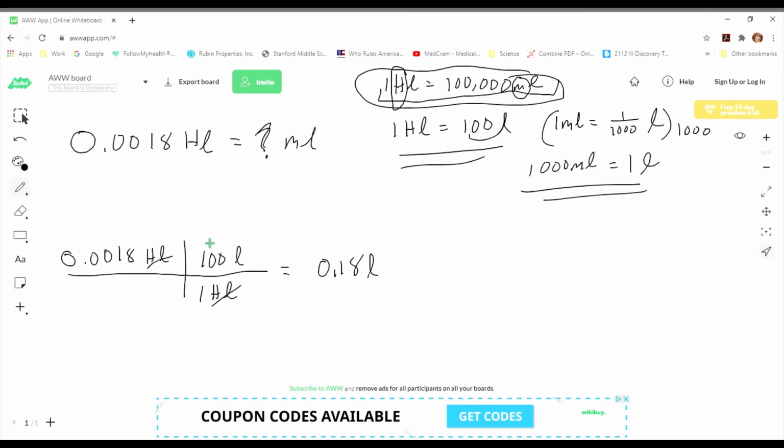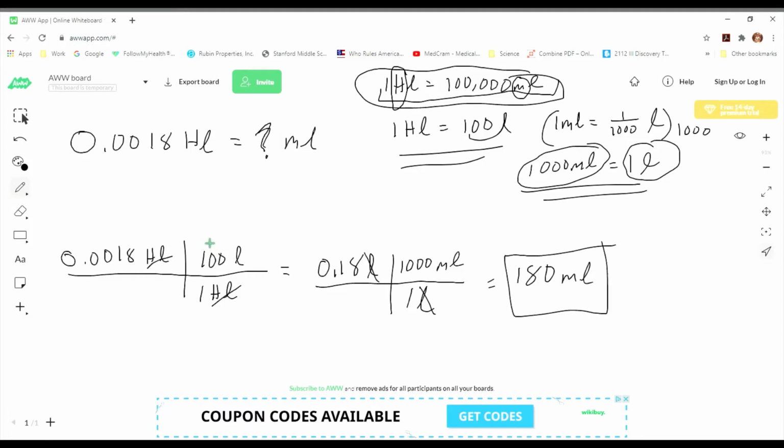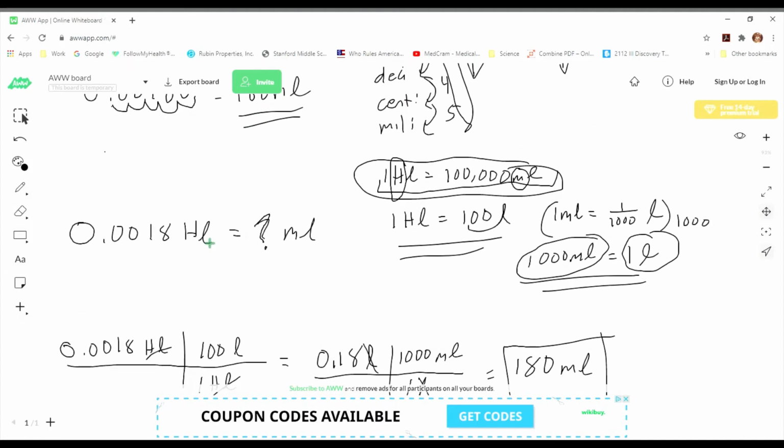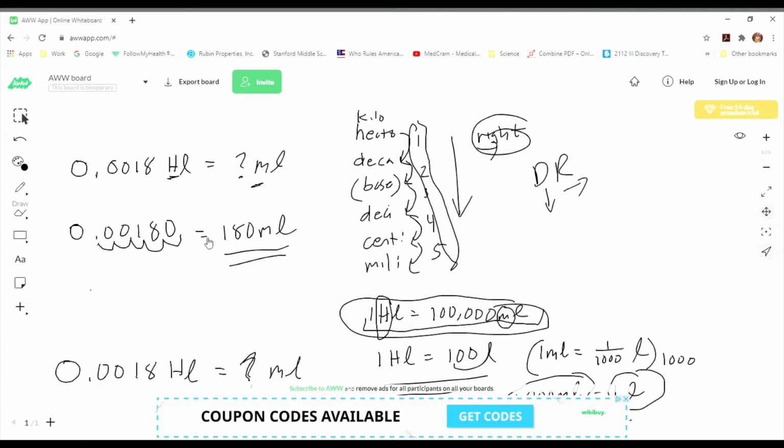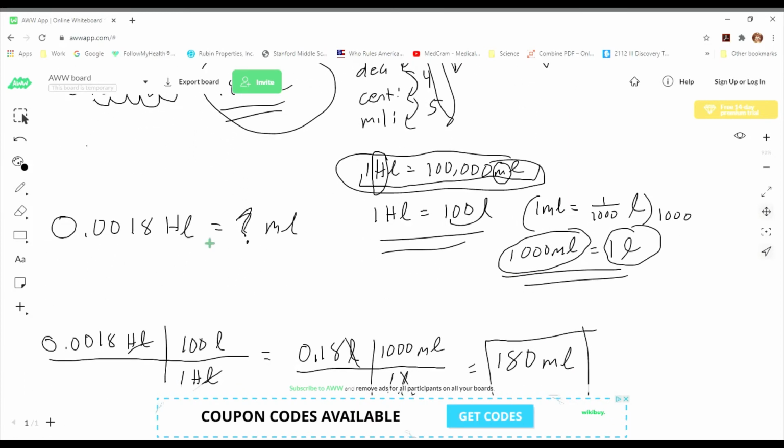Now that I have liters, I can use this relationship between liters and milliliters. Once again, I want the liters to cancel, so I put the liters on the bottom. I want milliliters to go on top, because the right side went on the bottom, the left side goes on top: 1,000 milliliters. So I'm going to take that 0.18 multiplied by 1,000. My liters cancel. 0.18 times 1,000 is going to give me 180 milliliters. All right. And if I go back to over here, you'll notice that that is the same answer we got right here. Yeah, it seems like this one's easier, and if you can get away with it, that's fine. But once again, if people want you to show them your work, this is the way to do it.